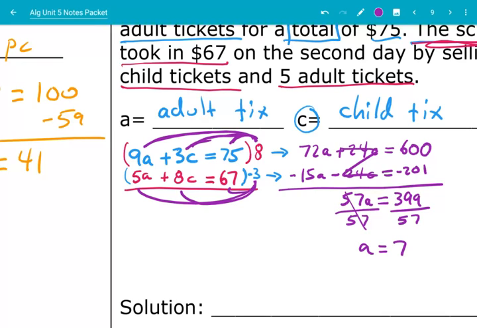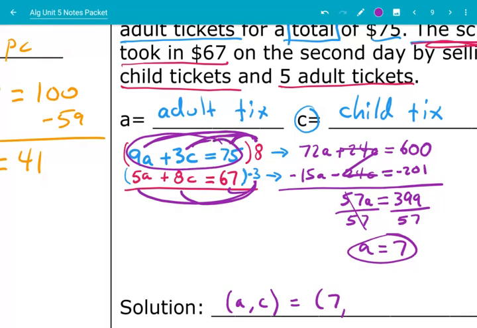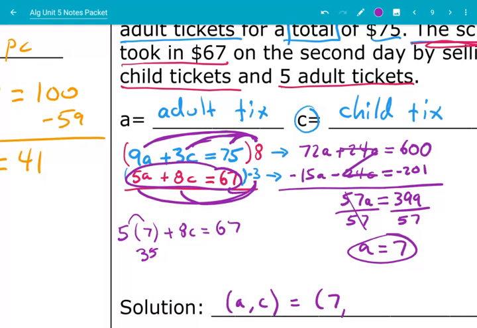So the solution, A equals 7, and let's plug this back into the smallest numbers. Let's do the bottom one, smaller numbers, I think. So 5 times A, which is 7, plus 8C equals 67. So 5 times 7 is 35, plus 8C equals 67.